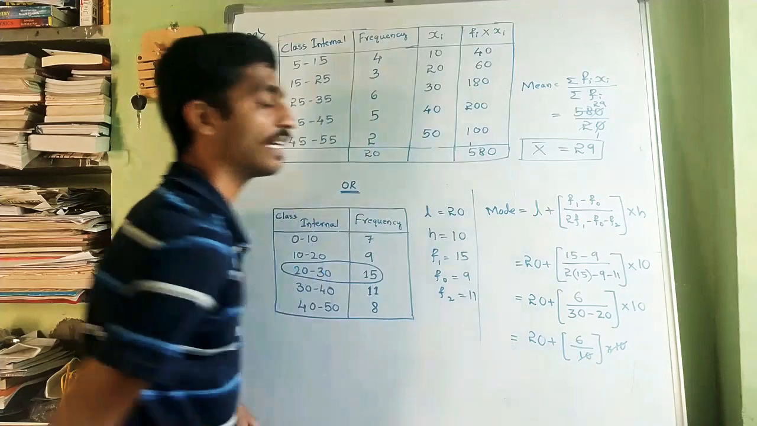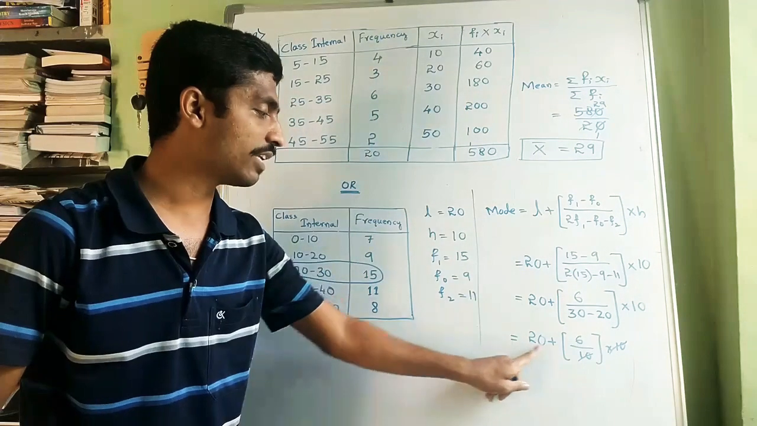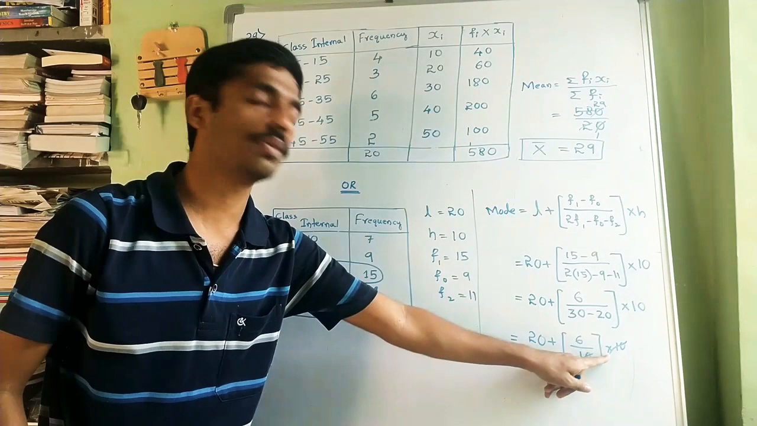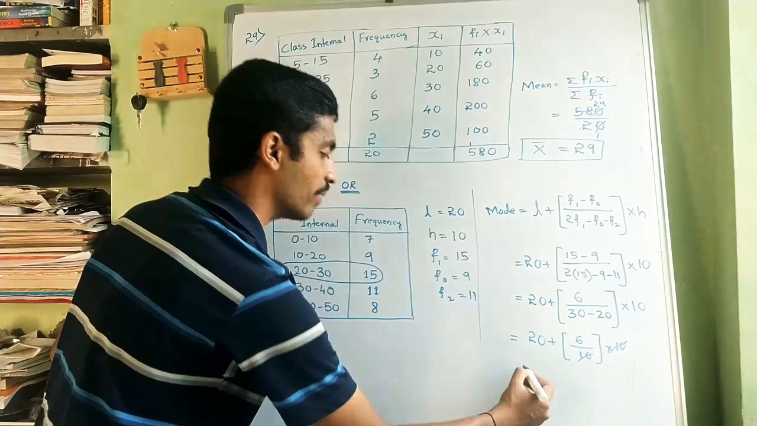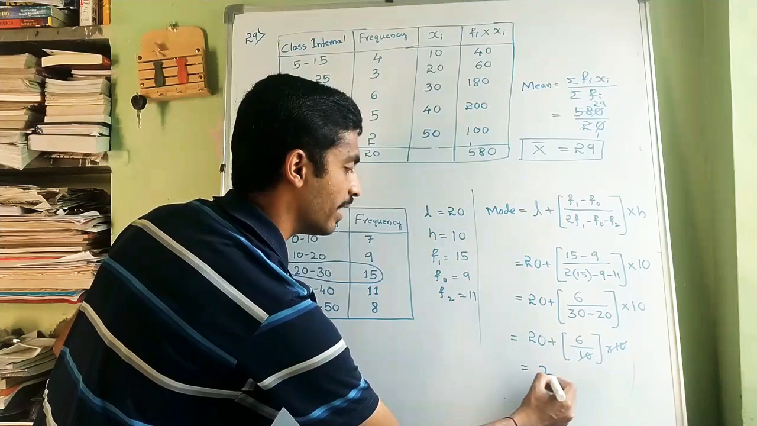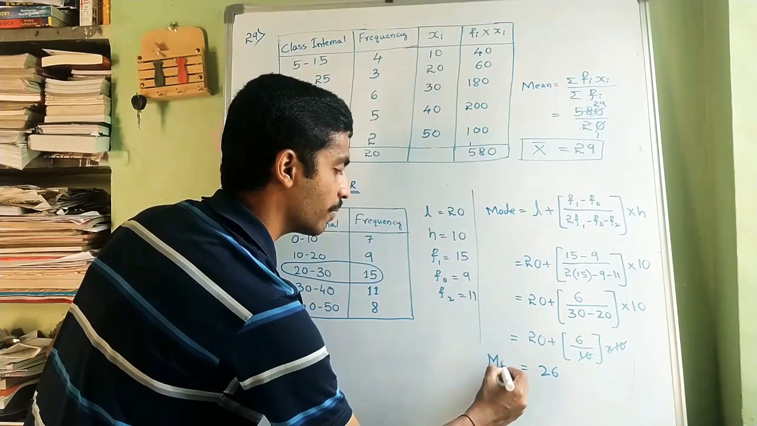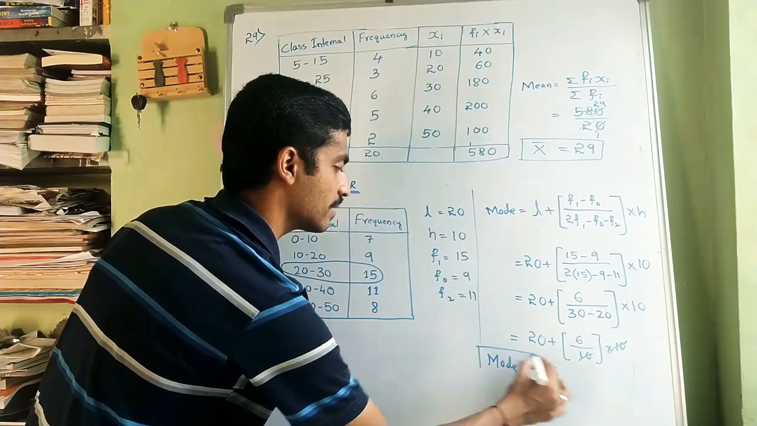So 10 and 10 get cancelled. Okay, here plus is there, you can't cancel these two, but here multiplication is there, you can cancel them. So what is left? Here 6 is left, here 20 is there, 20 plus 6, it will be 26. So our required mode is 26.